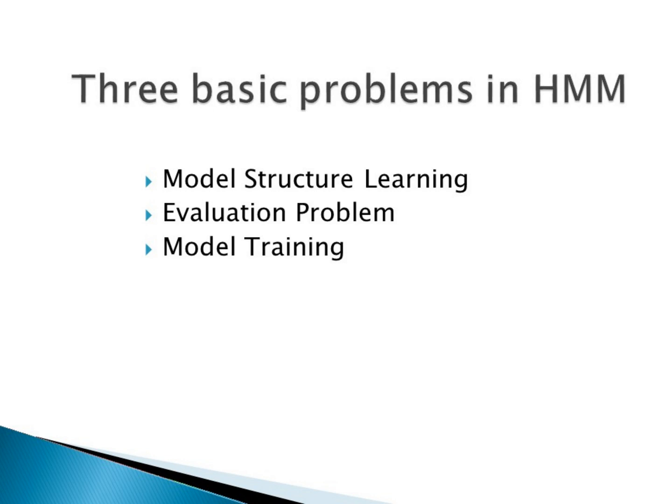Once the hidden Markov model has been constructed, we need to score the hidden Markov model and arrive at the alignment. But there are 3 basic problems for hidden Markov models that need to be addressed. One problem is model structure learning. Second problem is the evaluation problem. Third problem is model training.